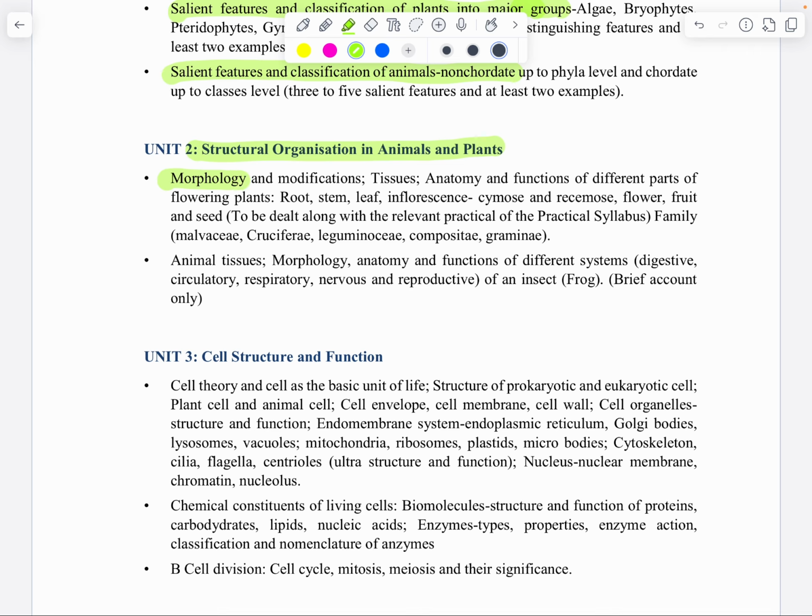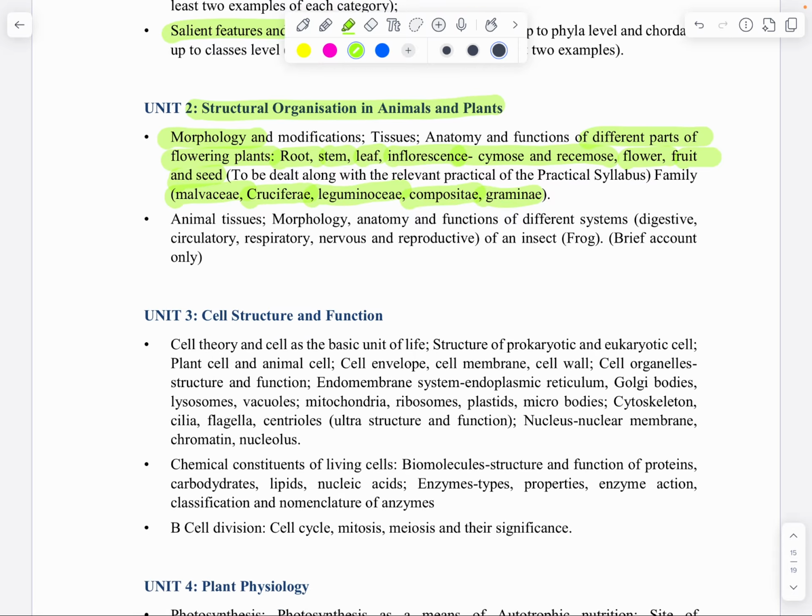The first chapter is morphology of flowering plants. You need to know the different parts of the flowering plants, that is root, stem, leaf, inflorescence, the types of inflorescences, the flower, fruit, and seed. And the families you need to deal with are Malvaceae, Cruciferae, Leguminosae, Compositae, and Gramineae.